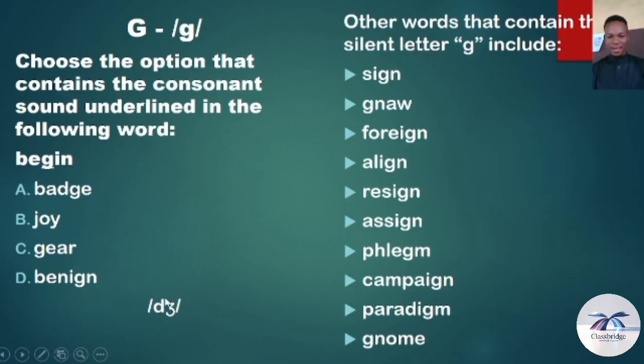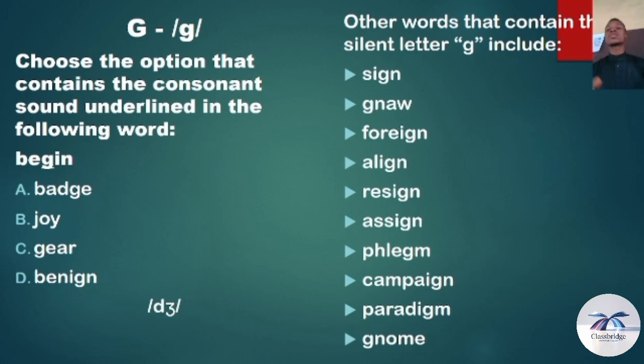Now, the G sound here, just like in the previous silent letter we treated, is here already. We have the J to be badge, and we have the J here to be joy. So, if you have to face a question like this, you have to be very careful because the G in the last option does not have a prominent pronunciation. Benign, when someone is soft or gentle or kind. So you cannot say benign. No, it is benign. So the G there is silent.